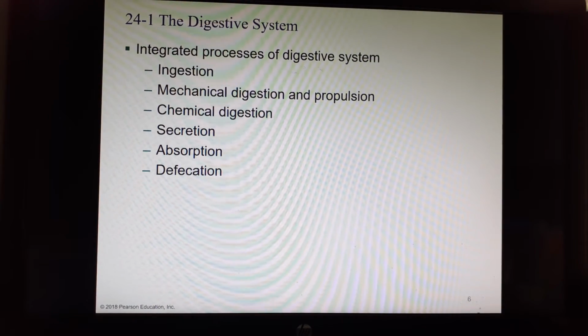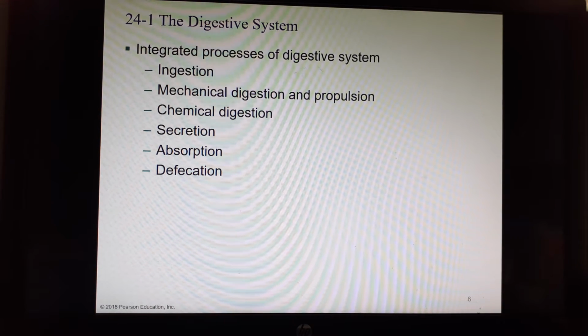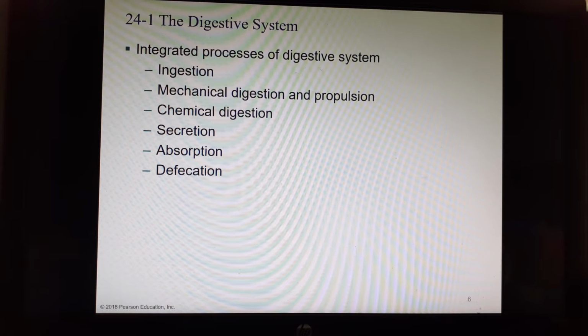So in order to get your food down to the smallest molecular level, we have lots of processes that are involved. We have ingestion. That just means putting it in your mouth. You have mechanical digestion and propulsion. So that's smashing up the food and then getting it into the tube. You have chemical digestion, which is applying enzymes to start breaking down the chemical bonds.